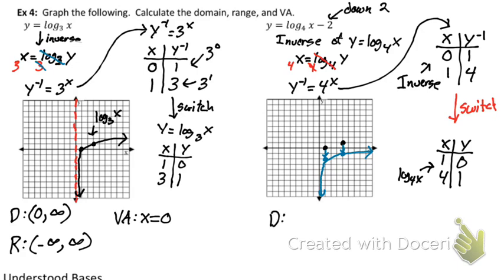where the domain would be from negative infinity. Not negative infinity, it'd be from 0 to infinity. I was thinking about the range because we do have a vertical asymptote at x equals 0. My range is the one that will be from negative infinity to infinity. And finally, I have a vertical asymptote at x equals 0.